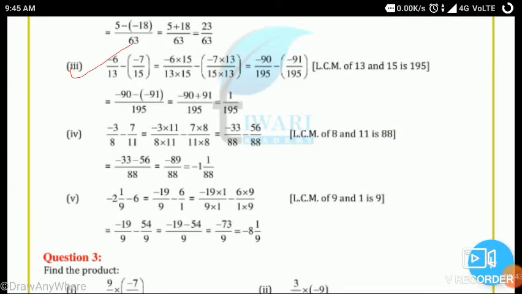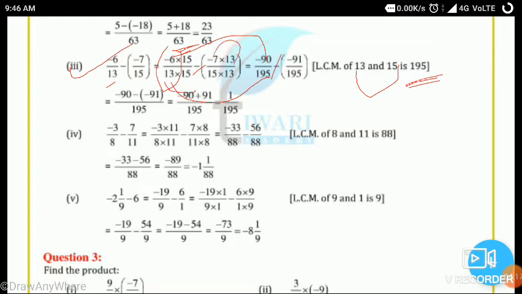Now see third number, minus 6 upon 13 minus 7 upon 15. Okay, so see here 13 is a prime number, right? So we just multiply 13 with 15 to get its LCM 195. Okay, so first upon we write minus 6 upon 13 as it is, and 13 multiply which number? So of course 15. Okay, so 13 multiply 15, which is 195. So we multiply 15 here also. So minus 6 upon 15, which is minus 90. Put minus sign as it is.